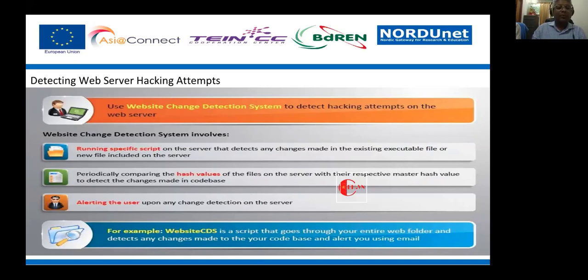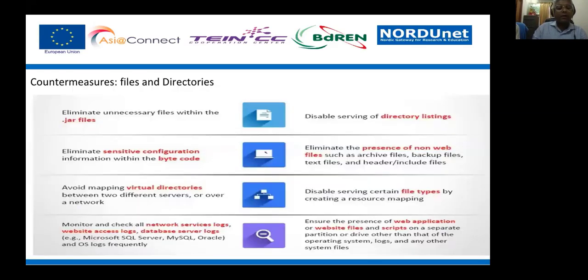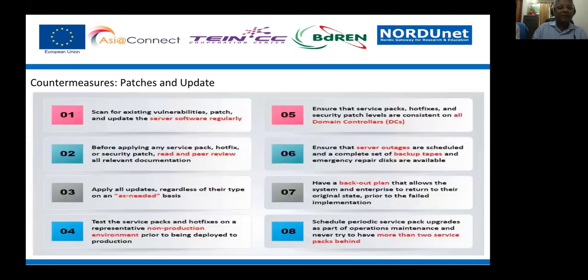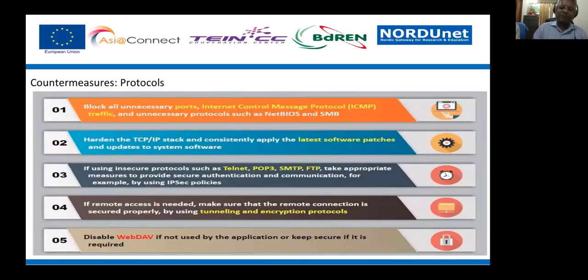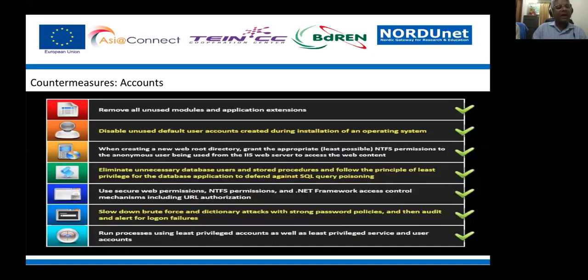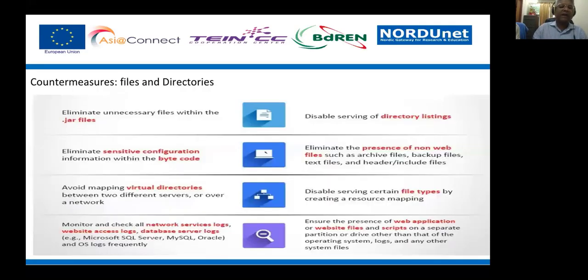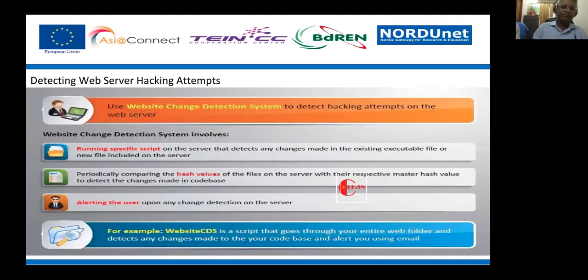So what we can do as countermeasures: we have four things to do to secure your web server. Number one is patches and updates, number two is protocols, and number three is accounts. You have to secure your accounts, and then files and directories. So these are the countermeasures you can take.